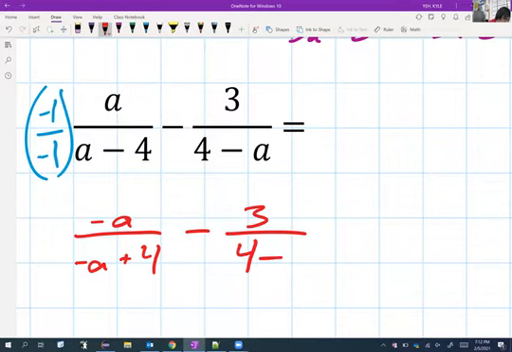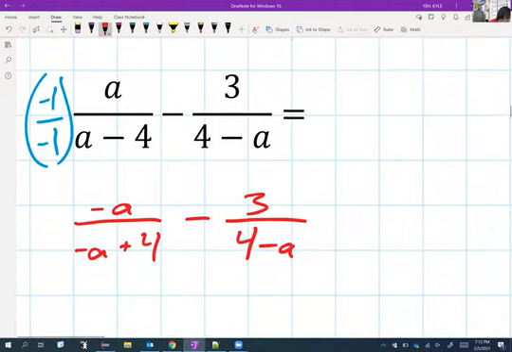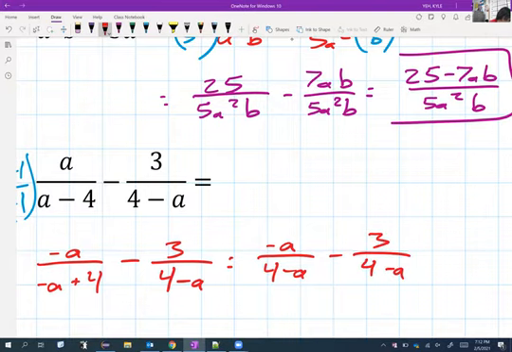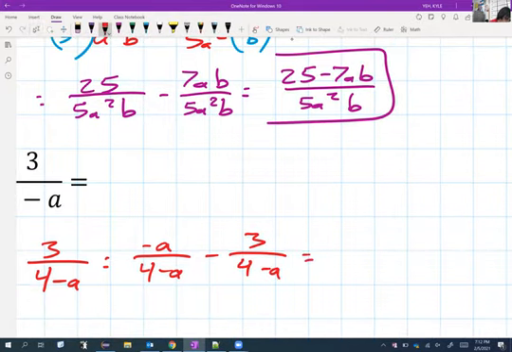And then we get 4 minus a. And take a look at those two denominators. Are they the same? Mathematically, yes. Right? -a plus 4, we could just flip their order and it would be 4 minus a. So I think this is looking pretty good. We now have common denominators. I'll write it as such. So I'll say -a over 4 minus a minus 3 over 4 minus a. And we could just write this then as -a minus 3 over 4 minus a.